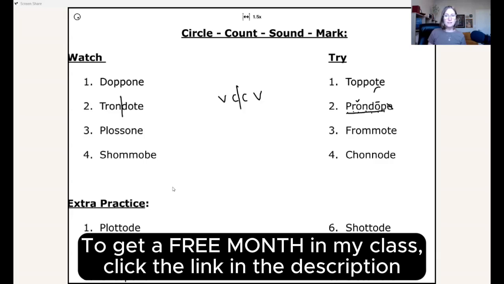Prondope. Make sure an R sound doesn't slip in after the D. It's not prondrope, it's not pondrope. Make sure the R is where it belongs right there. Prondope. So out of number 1 and 2, toepote and prondope, how many of those did you get on your own without me?